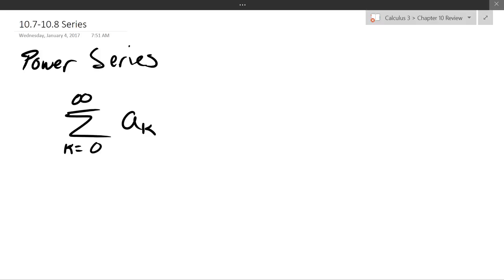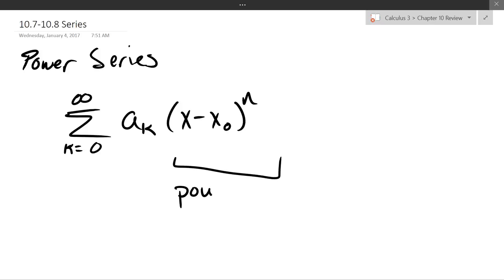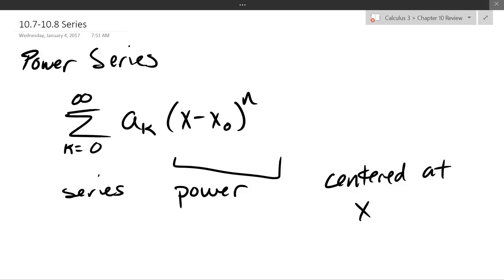The difference between power series and a regular series is power series has a variable x. And that is raised to the nth power. So it's x minus x naught to the nth power. So this part right here, that last part is what makes it a power series. So the first part was a series. You're just adding stuff up, and then each term has an increasing power of x. Now this is centered at x naught. So you can see it's centered at x naught. That's the number right there.